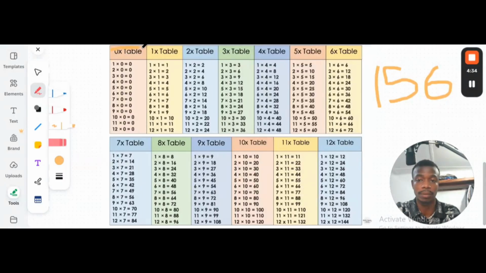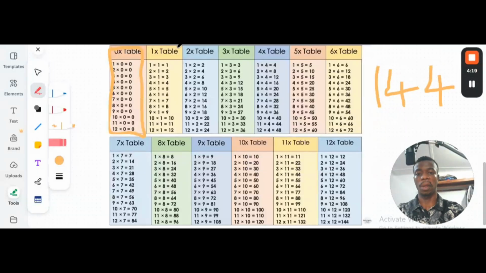One of them is that the zero times table can be removed because anything times zero is zero. When you take away the zero times table, you're taking away 12 of these facts, reducing the number to 144 facts. Another thing you can take away is the one times table because one times anything is the same thing. When you take away the one times table, you are reducing the number further from 144 to 132 facts.